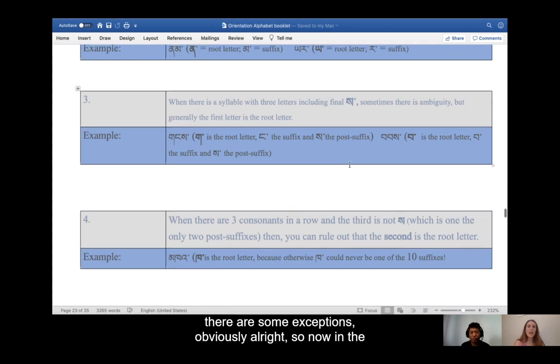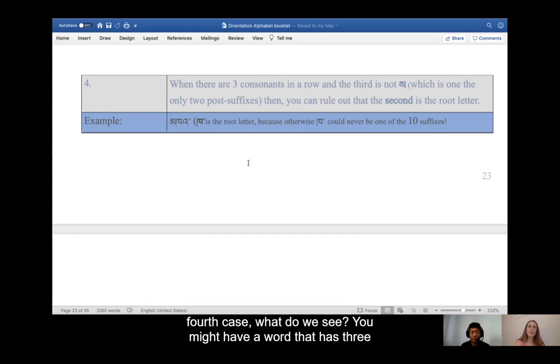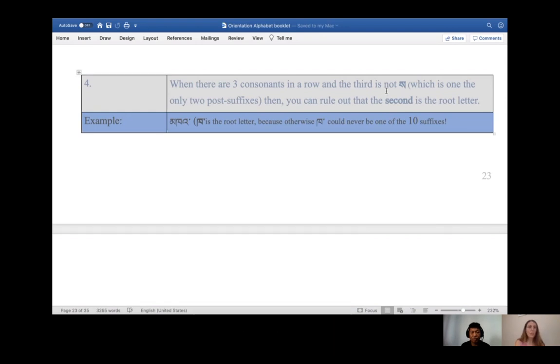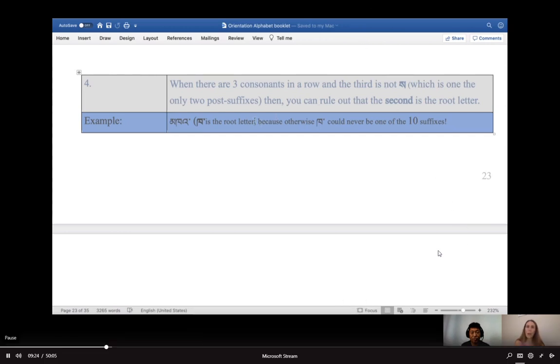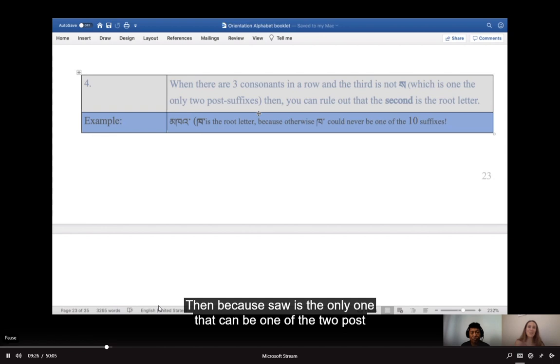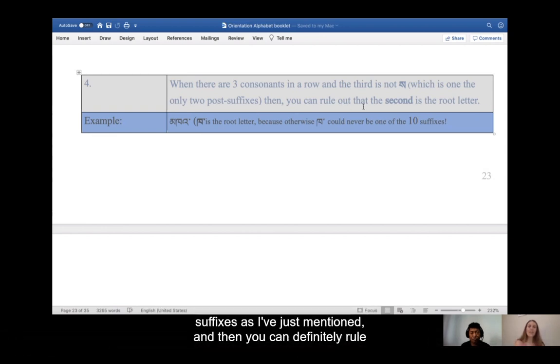All right, so now in the fourth case, what do we see? You might have a word that has 3 consonants in a row, and when the third consonant is not a sa, as we just saw, then because sa is the only one that can be one of the 2 post suffixes, you can definitely rule out that the second letter in that word will actually be the root letter. All right, that's pretty self-explanatory as well.